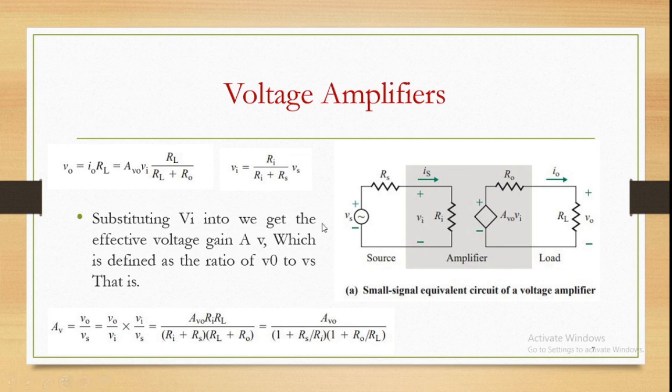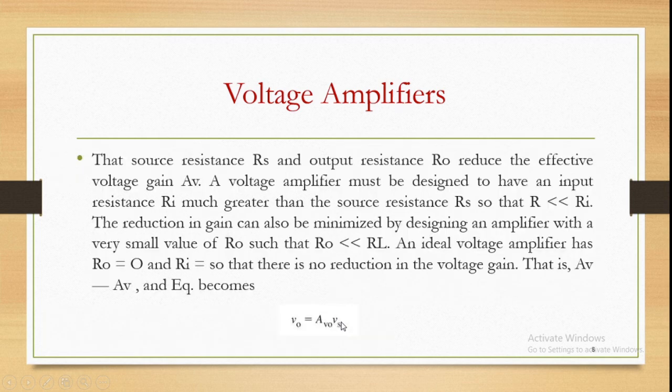Here Ri is the input resistance of this amplifier, an input characteristic, and R0 is the output characteristic. So Ri should be approximately equal to infinity, meaning it should be very large. Then the Rs upon Ri factor will be very small. Again R0 should be 0, so that the effective value of R0 upon RL will be 0. Then we'll have output equal to AV0. So the source resistance Rs and output resistance R0 reduce the effective voltage gain.